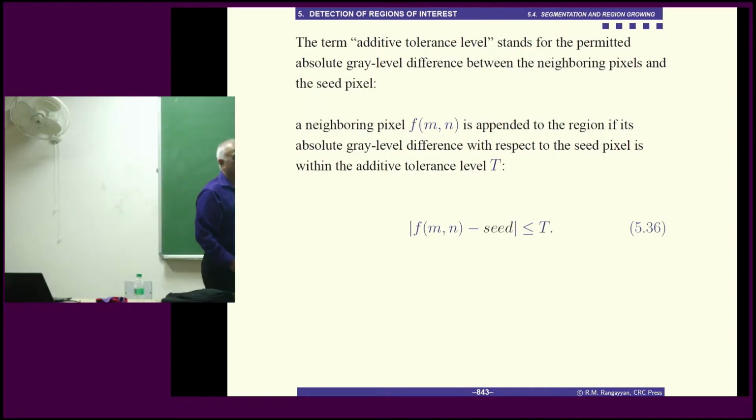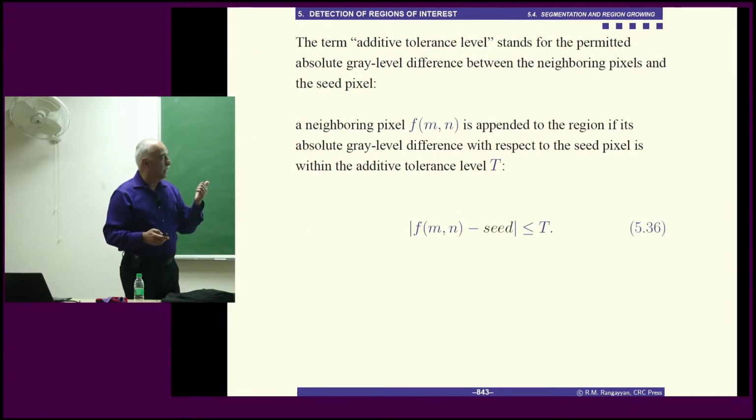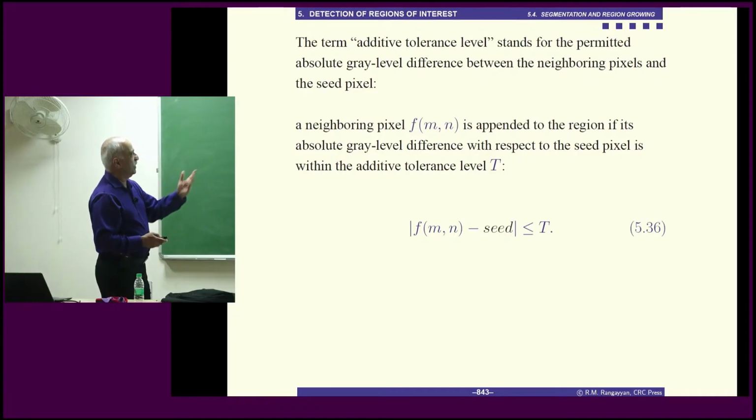So one of the methods for region growing is to compare FMN with the seed and ask what is the difference. Earlier I said for mammogram contrast enhancement, we took FMN minus seed divided by seed. We took contrast. Here it is just the difference. This is called additive, or just the difference.